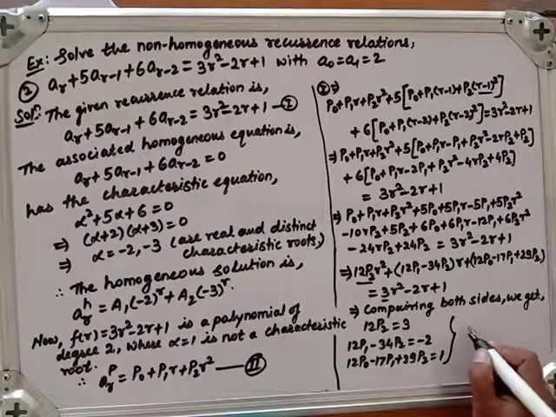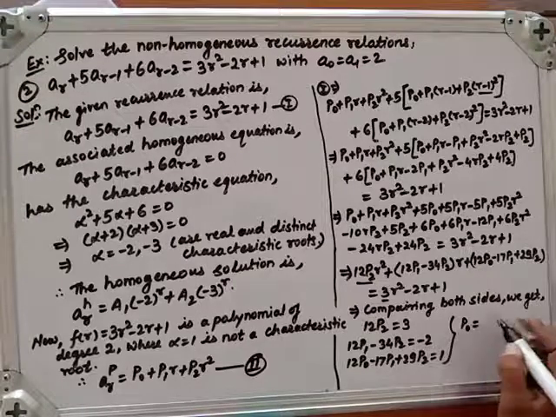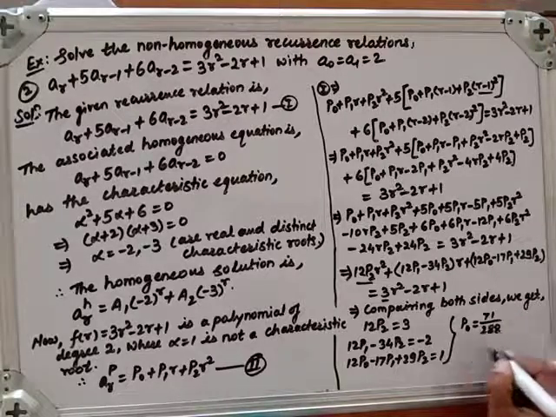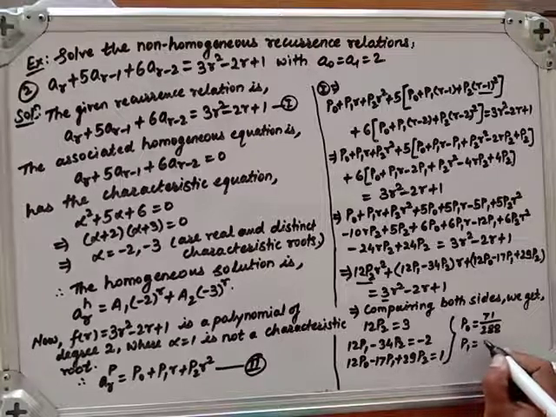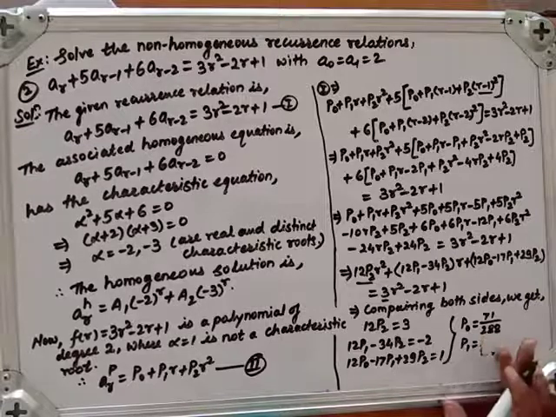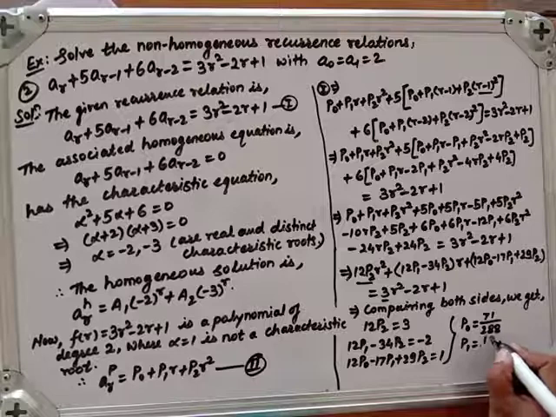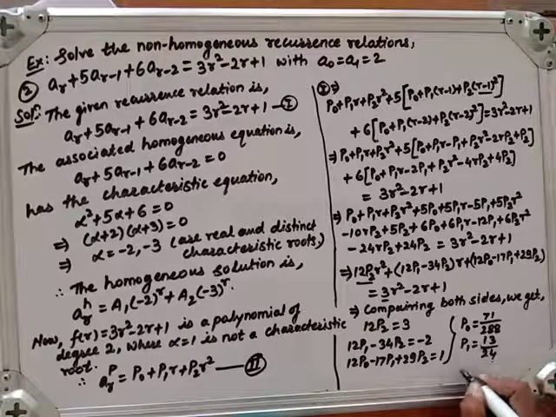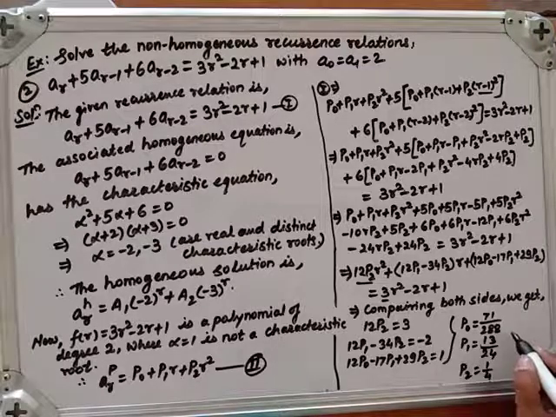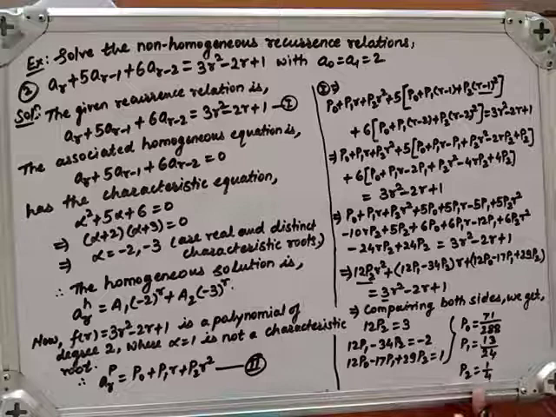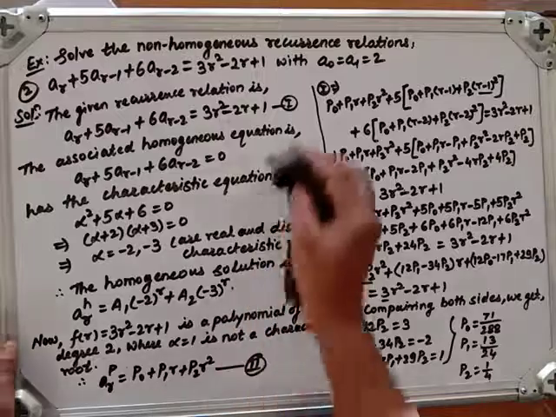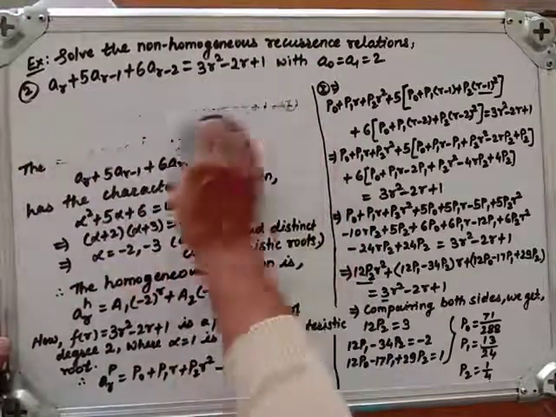So by solving these we get P0 is equal to 71 upon 288, P1 is 13 upon 24, and P2 is 1 by 4. As such, these values we get. Now these values we have to put in equation 2.